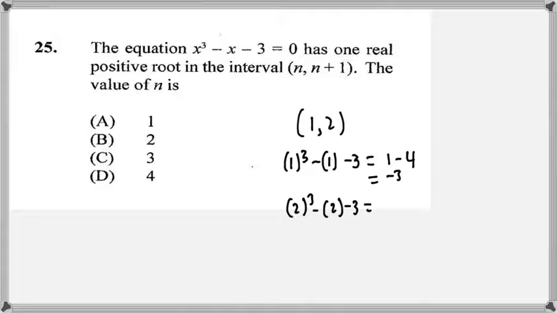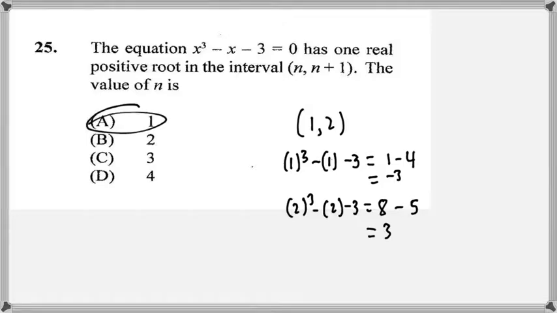That would give us 2 cubed, which is 8, minus 2 minus 3. So 8 minus 5, which is positive 3. It looks like it is giving us the sign change. So n would be 1, my answer here.